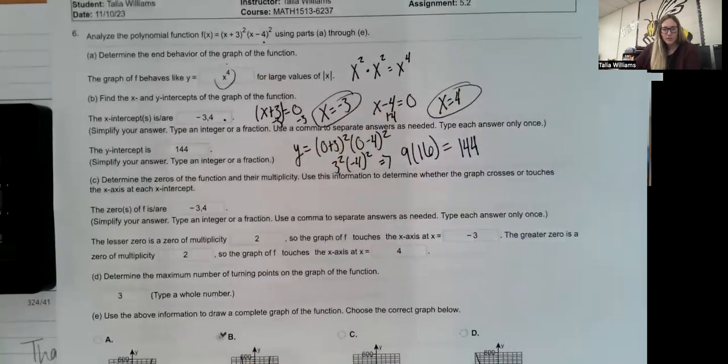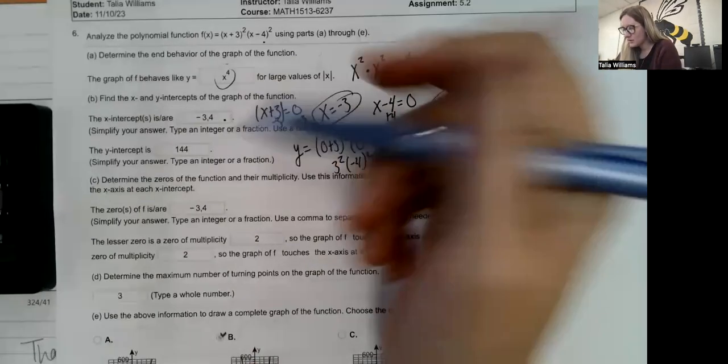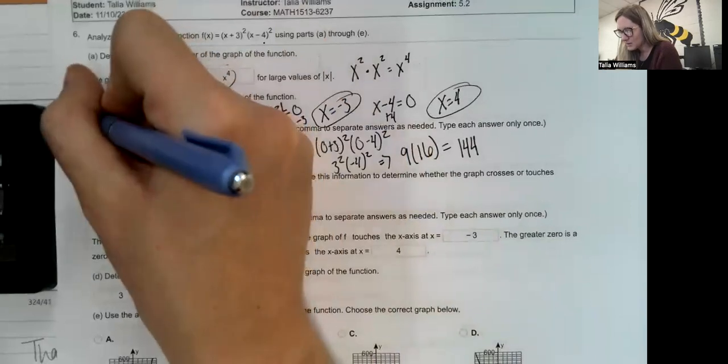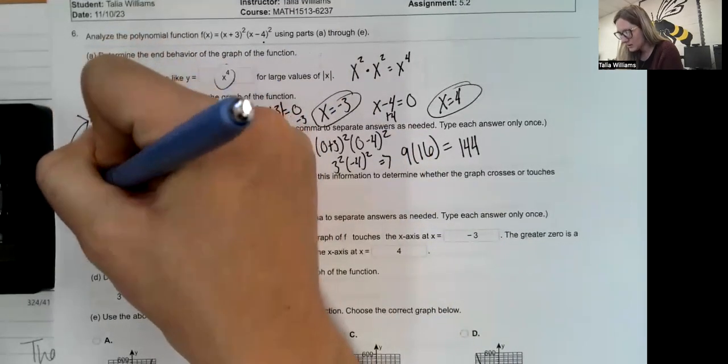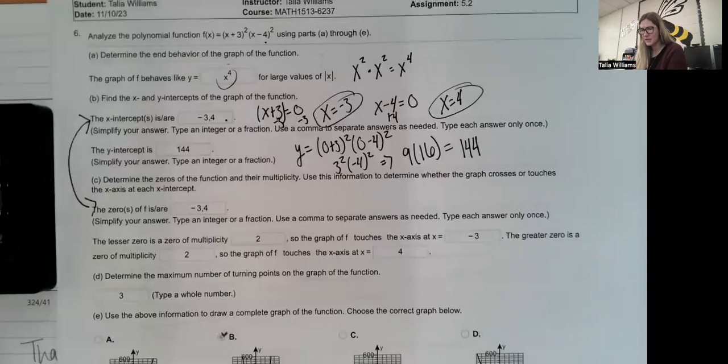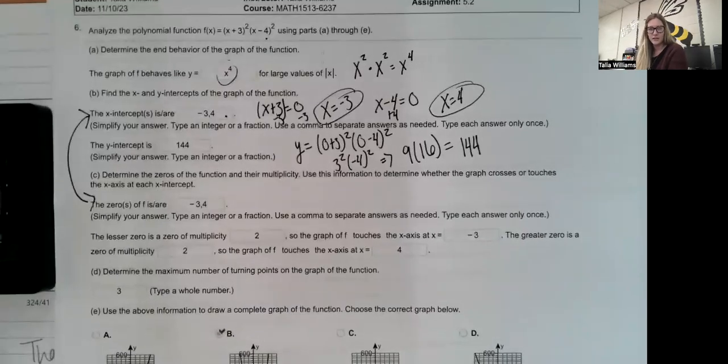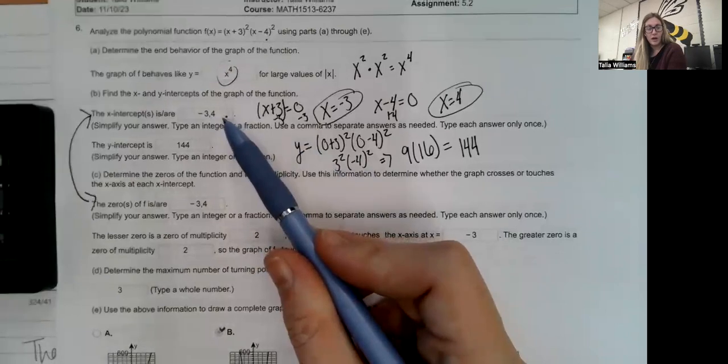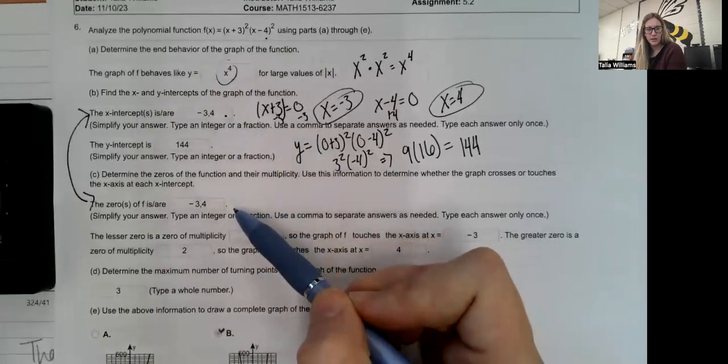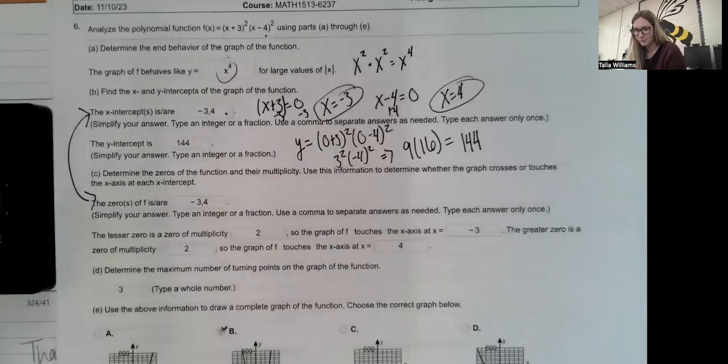Determine the zeros of the function and their multiplicity. Use this information to determine whether the graph crosses or touches the x-axis at each x-intercept. So the zeros are the same as your x-intercepts. These are the same thing because the 0 is just where it crosses the x-axis. We solve these for when y is 0. When y is 0 is the same as this. I don't know how to explain that differently. A 0 and an x-intercept are the exact same thing because when f is 0, that is your x-intercept.